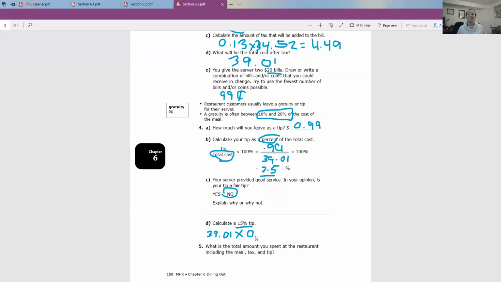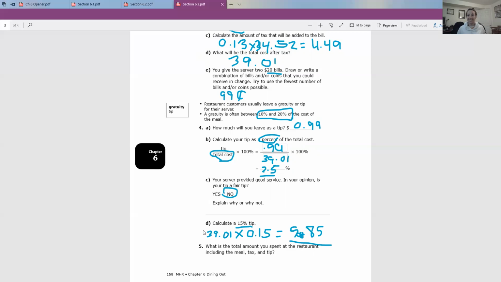So percent as a decimal, take this and divide by 100, and you should get 0.15. Okay, so 39.01 times 0.15, I got $5.85. I can't read today. 85 cents. So $5.85. So this is the tip. This is what I have to leave the server.